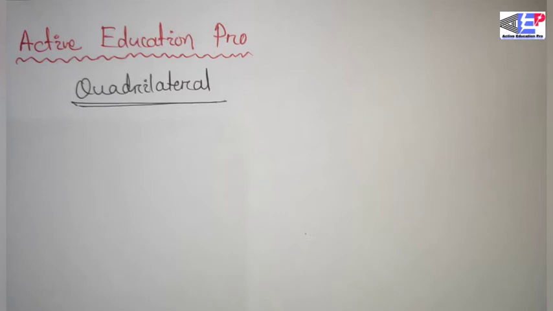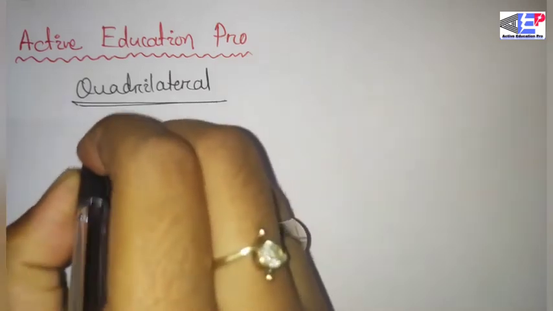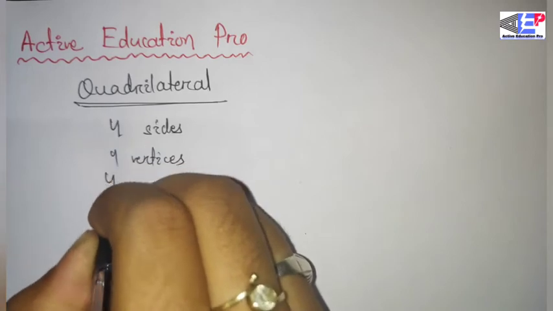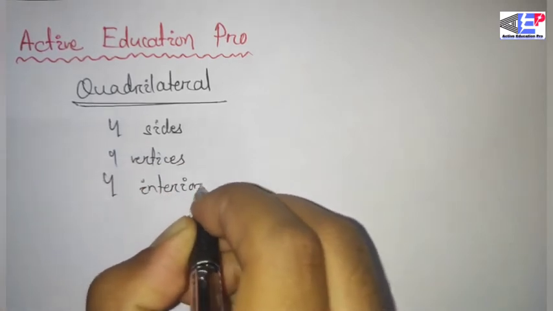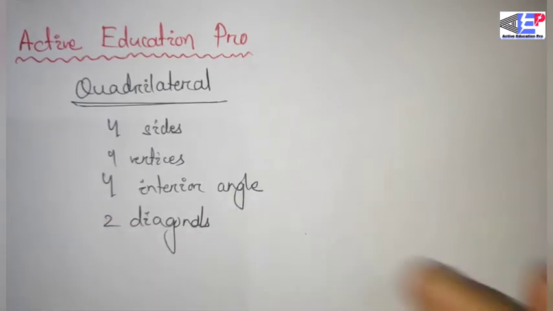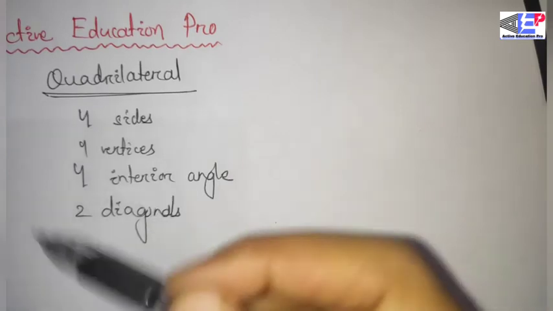In my last video we already discussed geometrical figures, quadrilaterals, their number of sides, their number of vertices, etc. Now let's study quadrilateral in detail. A quadrilateral is an enclosed geometrical figure which has 4 sides, 4 vertices, 4 interior angles and 2 diagonals. In detail, we will study one by one.